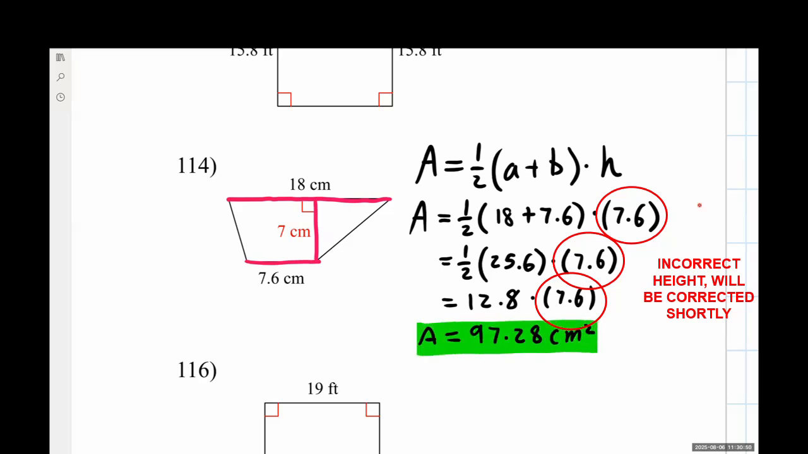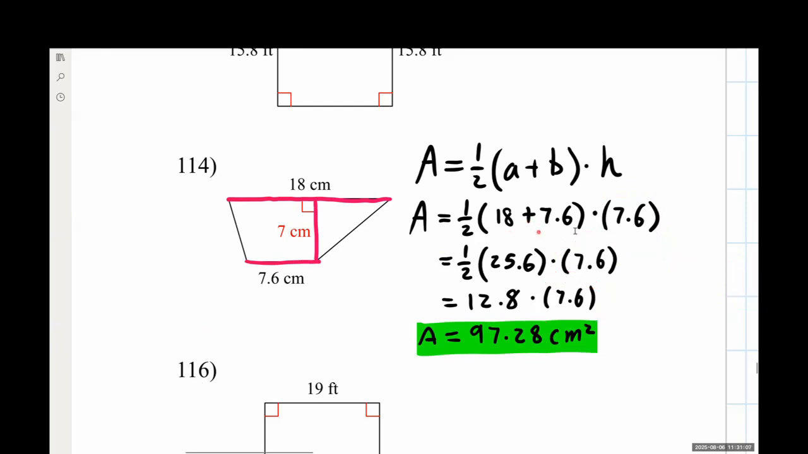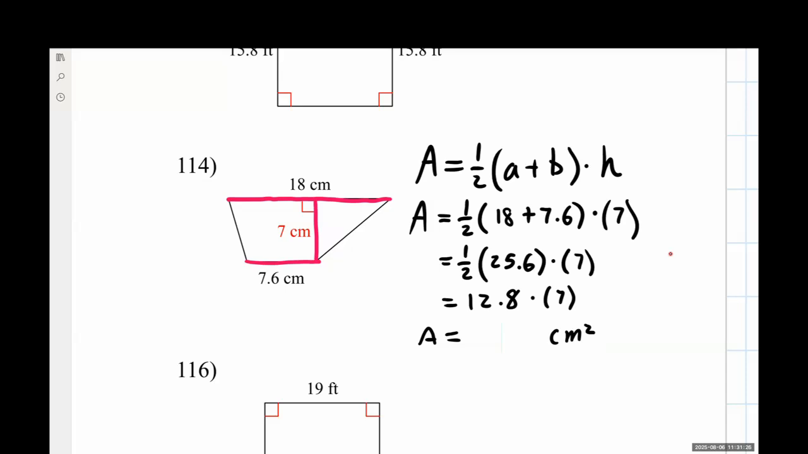And I'm getting 97.28 square centimeters. Ooh, did I do something wrong on this? There's a distinct possibility of that. Double checking my math here. 18. Ah, I see it. I put a 7.6 at the end also. There we go. Now I'm getting the same thing as Chad.